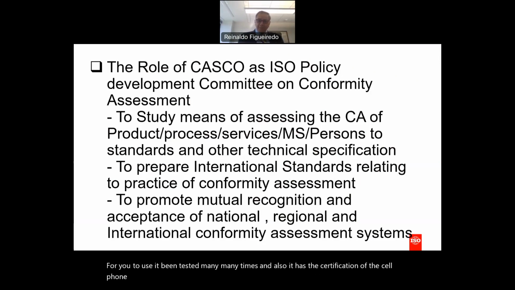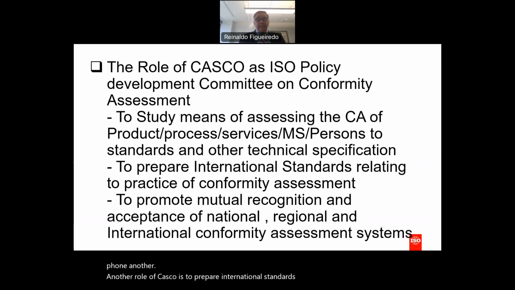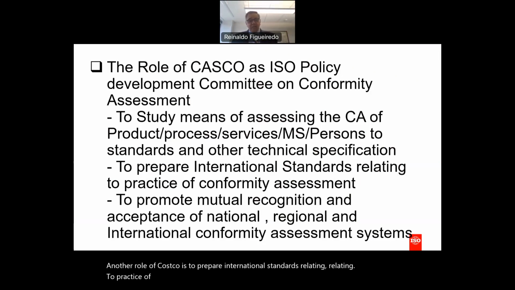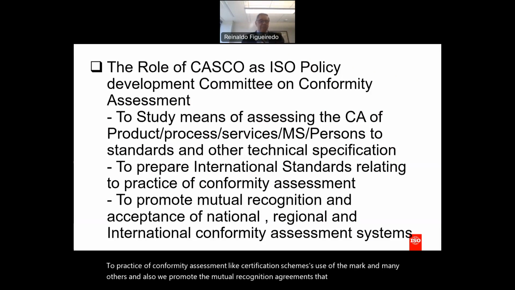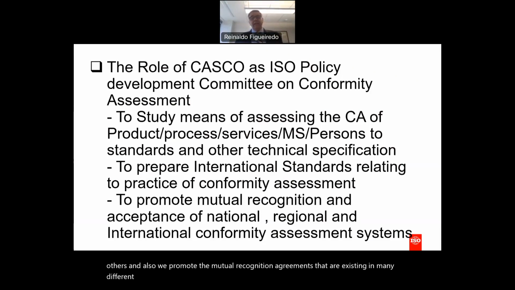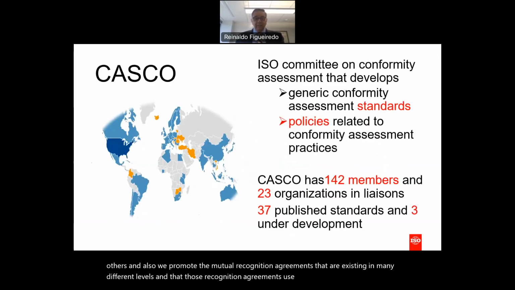Another role of CASCO is to prepare international standards relating to the practice of conformity assessment, like certification schemes, use of the mark, and many others. And also, we promote the mutual recognition agreements that exist at many different levels, and those recognition agreements use ISO CASCO standards.